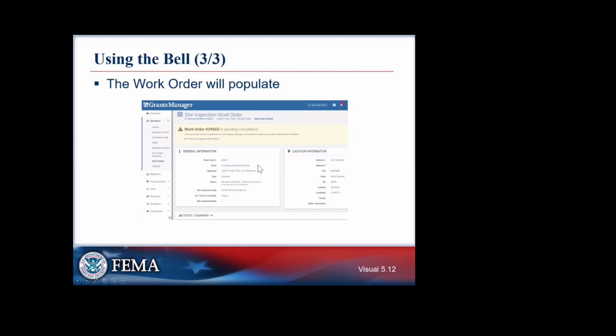Again, you have that general information. You have your location information. As you continue to scroll down your work order page, you will also see your damages to be inspected, staff and contacts, so you can reference that if there are additional site inspectors or maybe an EHP or mitigation personnel attached to it. And that's where you will also find your point of contact for the applicant.